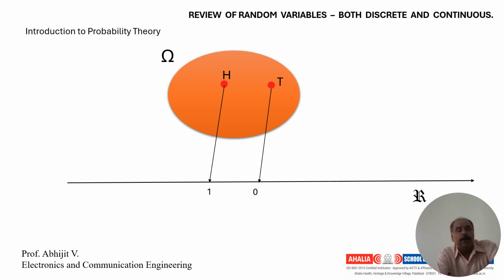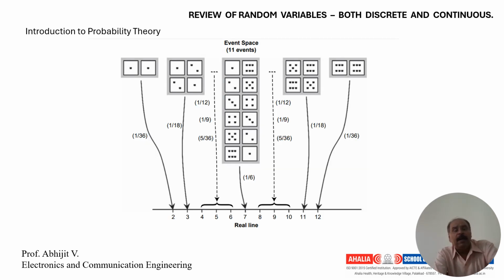So let us look into another example where we are mapping this to a real number. This is an experiment where we are throwing a dice, the possible number of outcomes. We are mapping it to a real number. Listen here carefully.